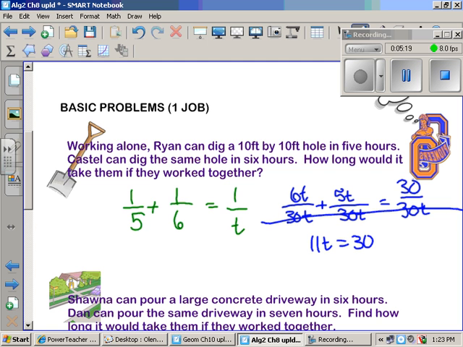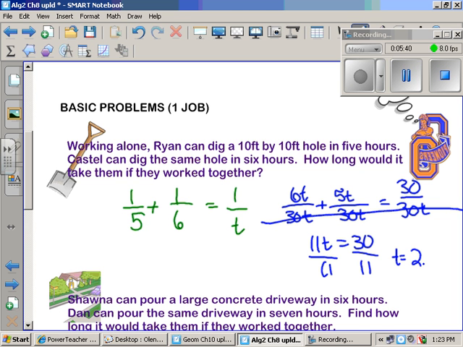How do I solve for T? Divide by 11. It's like 2.82, since 30 divided by 11 is about 2.7 something. One can dig it in 5 hours, one can dig it in 6 hours. Average it out.